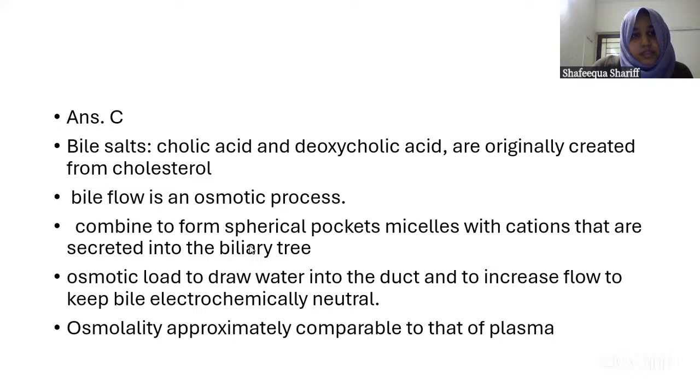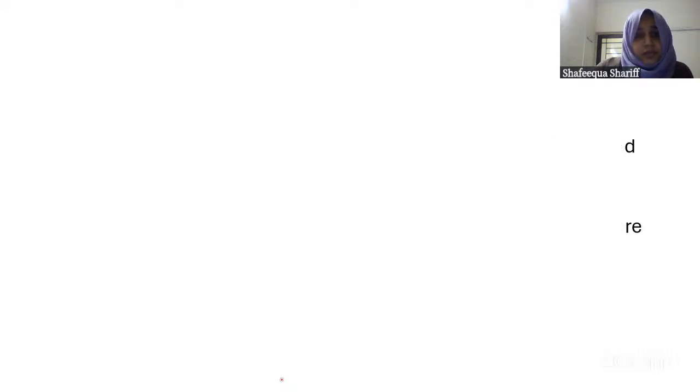All these bile salts combine together to form spherical pockets like micelles, with cations. The anions with cations are then secreted into the biliary tree. This causes an osmotic load, and it draws water into the duct and increases the flow. This also helps keep the bile neutral and saves the hepatocytes from damage from the bile. Because it's neutral, it is comparable to that of plasma.